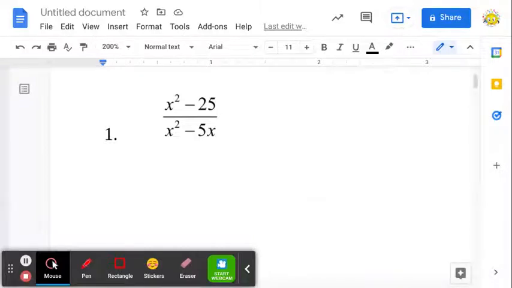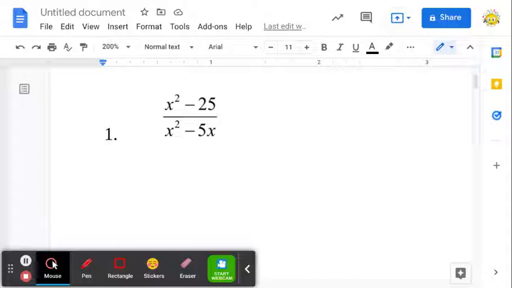So now we're on page 2. We're just going to do some practice. Some of these I'll do every step. Sometimes I'll pause the video and then expect you to give this a try, and then we'll just go over the work. For problem 1, we have x squared minus 25 over x squared minus 5x.